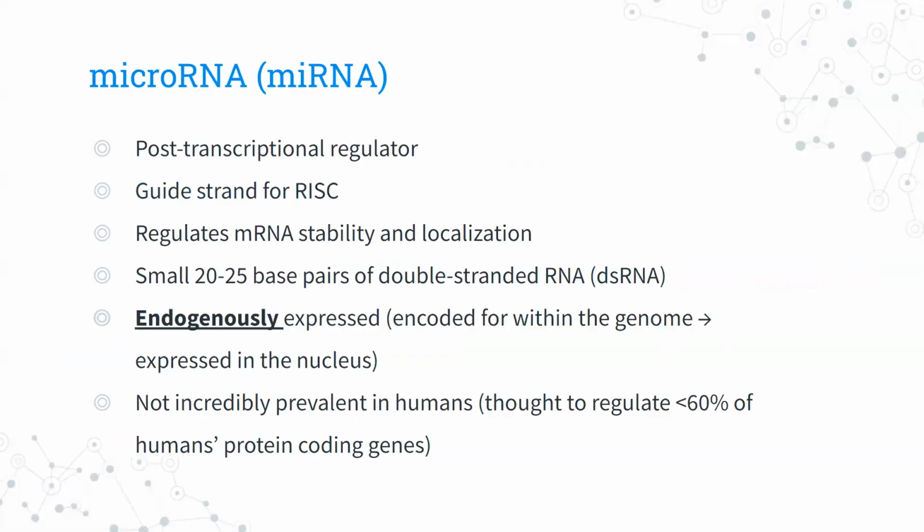So miRNA specifically is a post-transcriptional regulator. It functions as one of the guide strands for RISC, and it regulates stability and localization of RNA. siRNA is different in this aspect, in that it's a small 20 to 25 base pair dsRNA, which is another kind of RNA. And very key for miRNA versus siRNA, I did a comparison chart afterwards, but miRNA is endogenously expressed. What does that mean? It's encoded within our genome. It is made in our cell, and it is expressed in the nucleus. Though it is not incredibly prevalent in humans, we still have it.